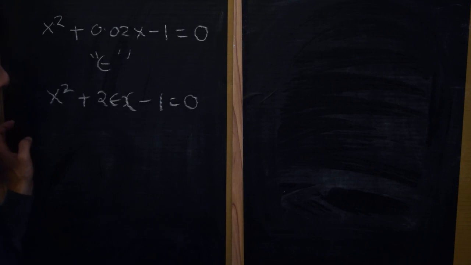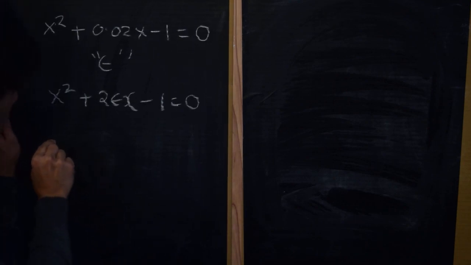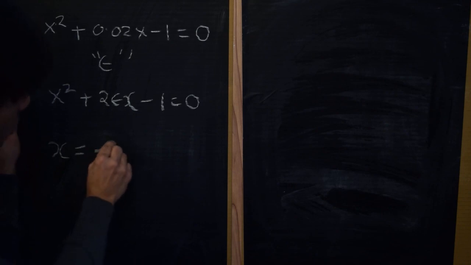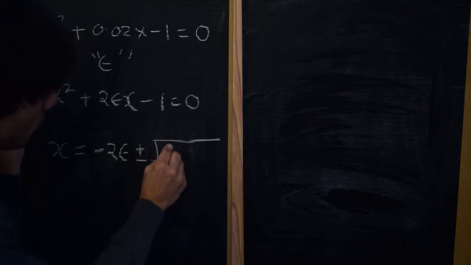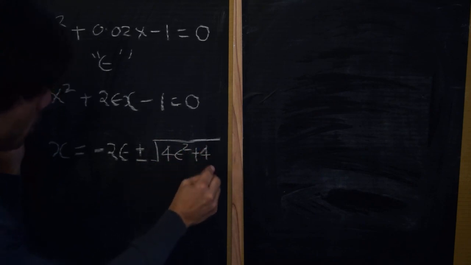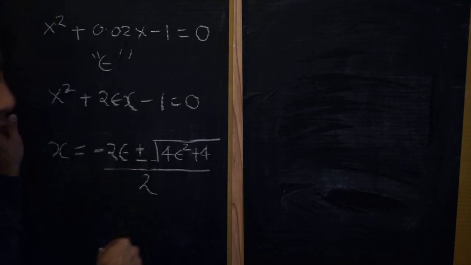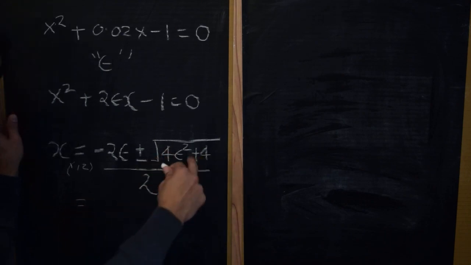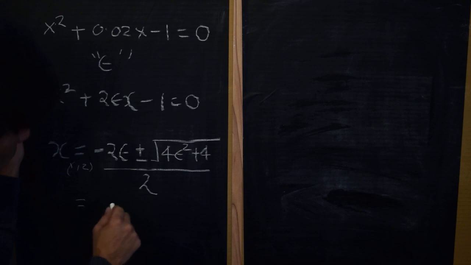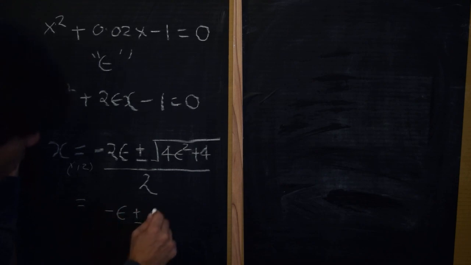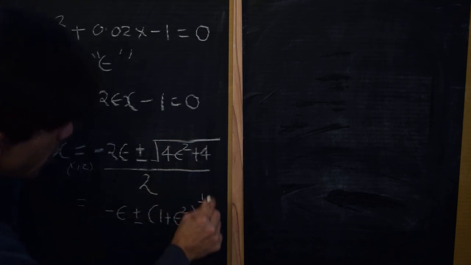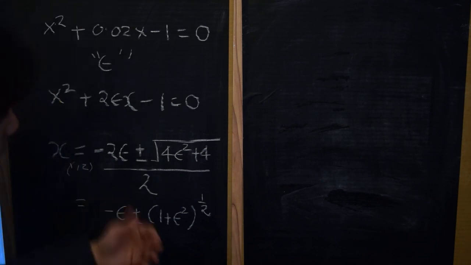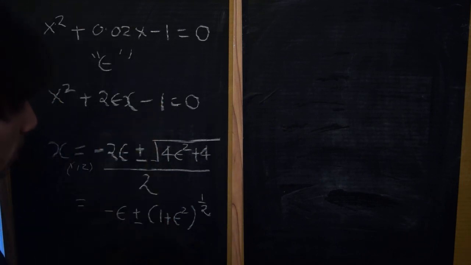Okay, so as before, this is a second order equation, so the roots of the equation are x equals minus 2 epsilon, there's a plus root and a minus root, and the square root of 4 epsilon square plus 4, divided by 2. So we've just written both the roots together, x1,2. And we can simplify this by getting rid of the common factor of 2. So let's just write it in the form minus epsilon plus minus the square root of 1 plus epsilon square, and for the square root, let's just write half as the power. Alright, so these are the exact solutions of this quadratic equation.